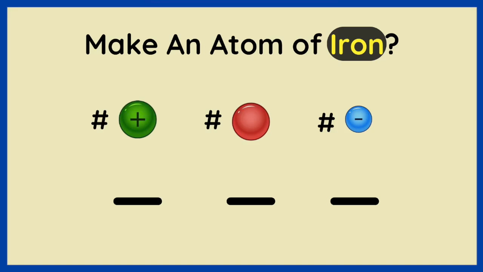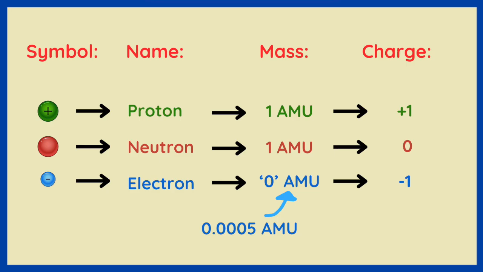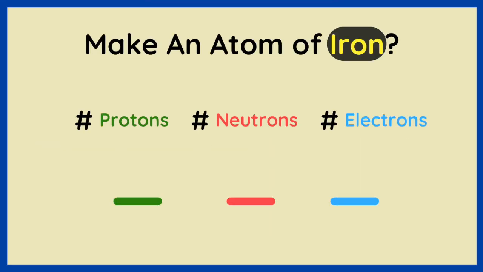Let's make an atom of iron by listing the correct number of each of the subatomic particles. The subatomic particles are protons, electrons, and neutrons, all of which have a certain mass and charge. We're one step closer to figuring this out, but let's keep gathering more information.